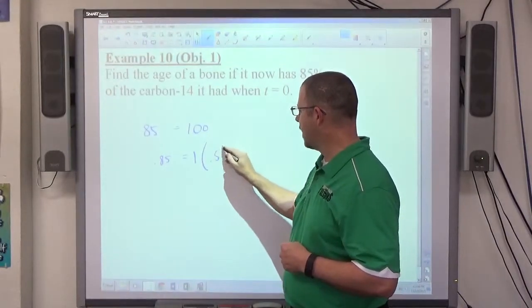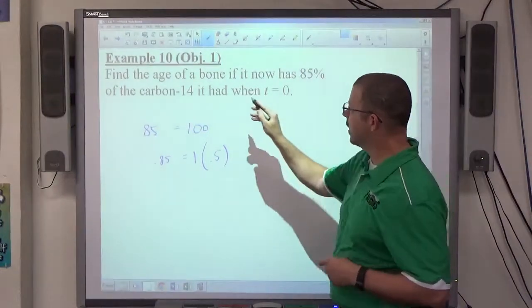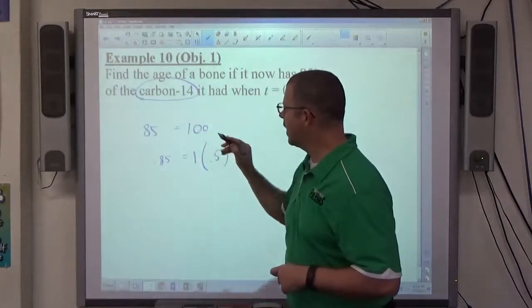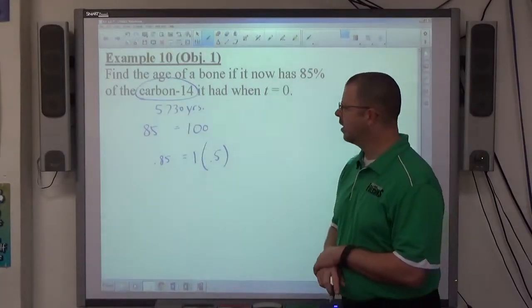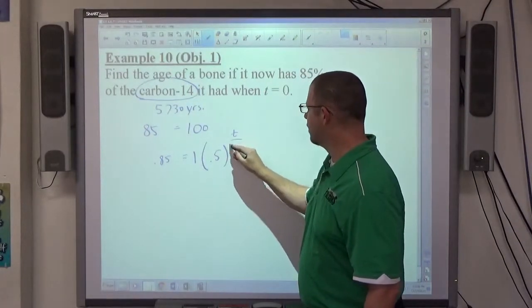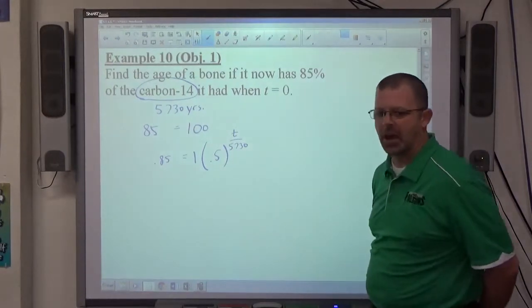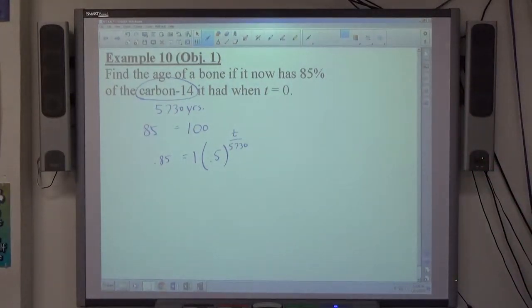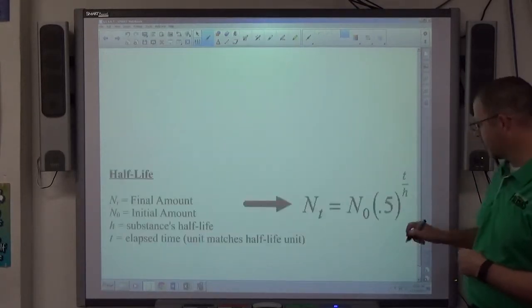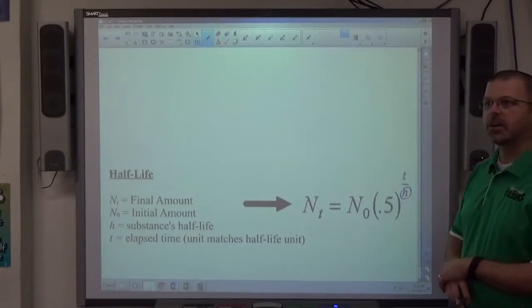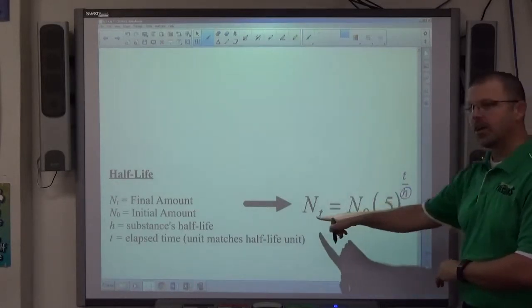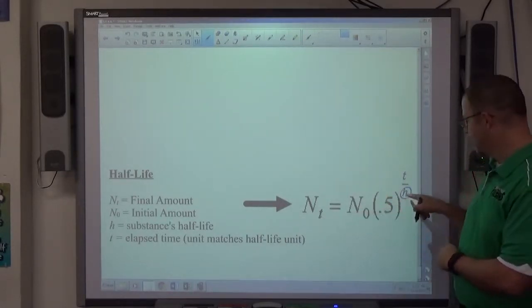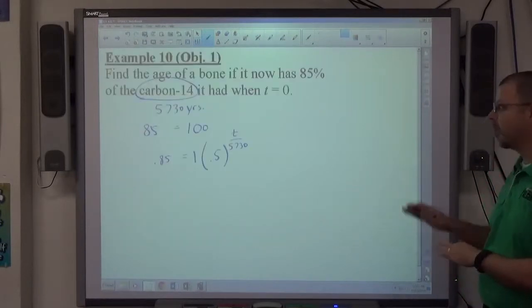So 1 times 0.5 to the t over h. And again, carbon-14 is the way we date things, and 5,730 years is the half-life of carbon-14. So 0.5, we don't know what t equals, but 5,730 is carbon-14's half-life. For carbon dating specifically, you just do the same formula, with a 5730 there. On the test, carbon dating is the problem involving that, so the 5730 is given. They actually put the 5730 there on the formula bank, so you don't have to remember that number.